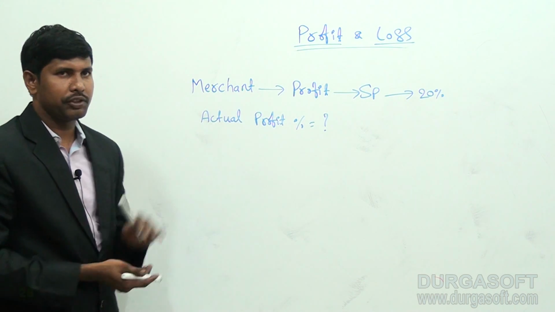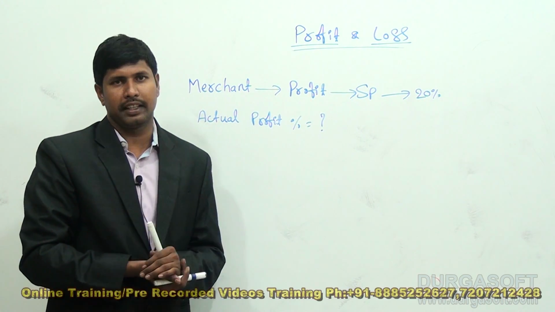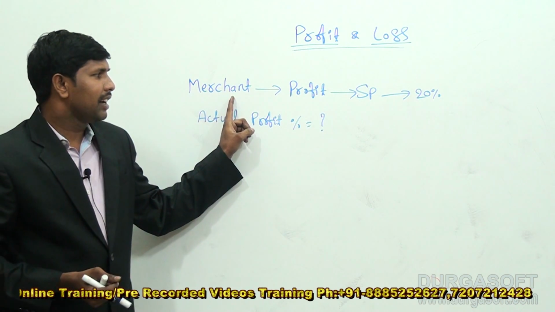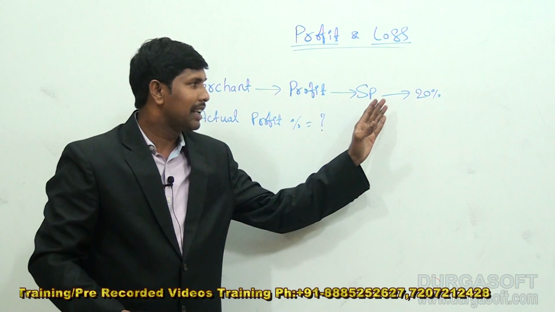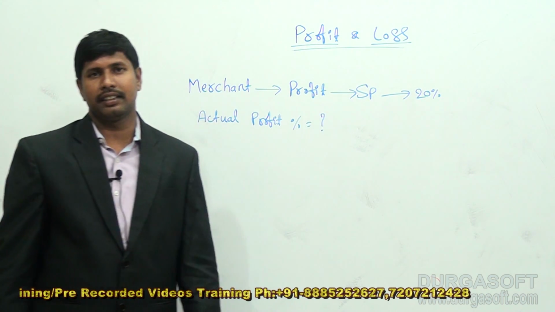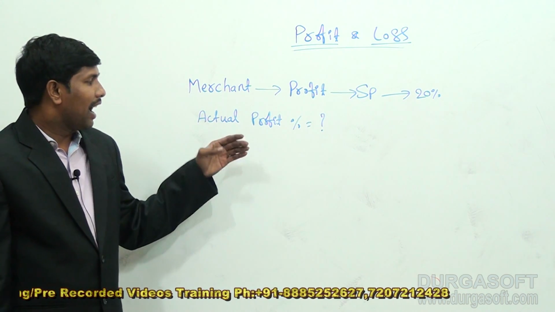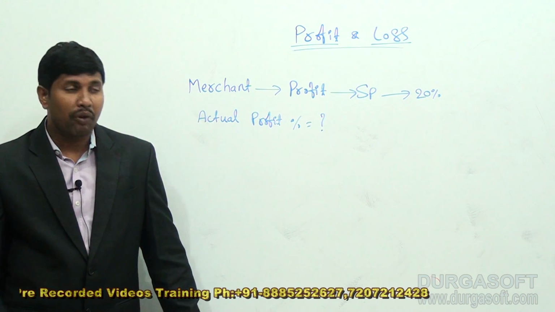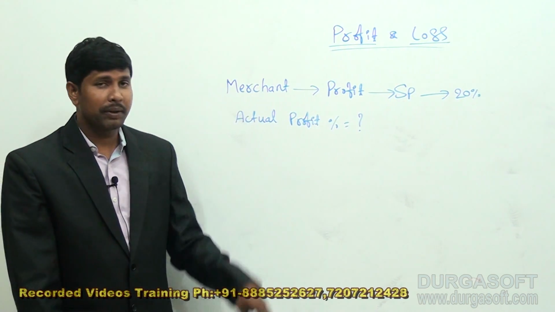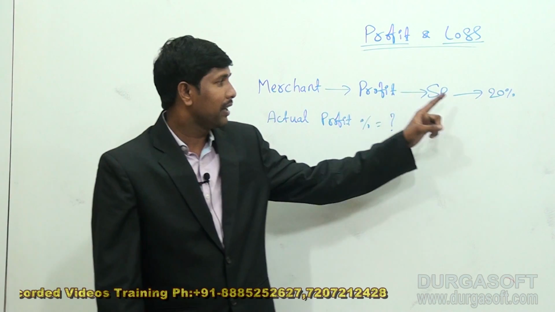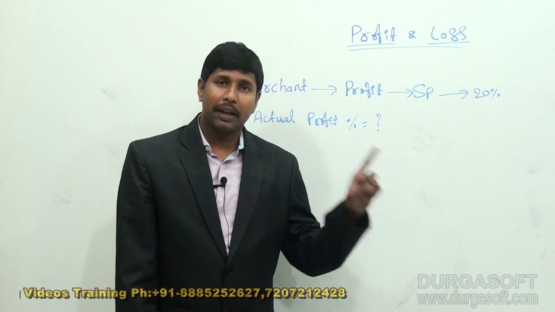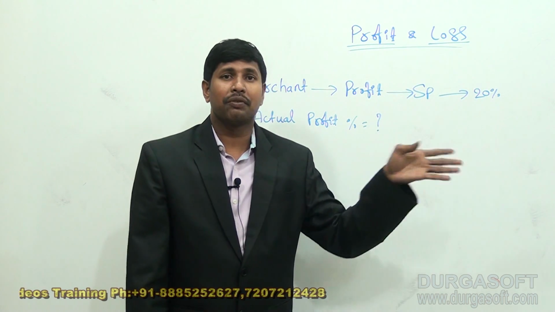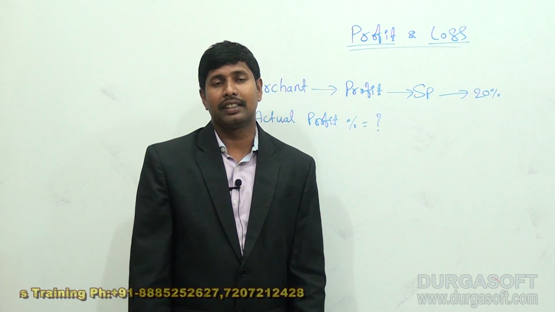Hope you understood the question. So let me repeat once again. A merchant calculated his profit over the selling price and gave the answer as 20%. Now what is the actual profit percentage? Why am I asking for the actual profit percentage even though I have 20% as the profit percentage? Because the previous answer was not the right profit percentage.